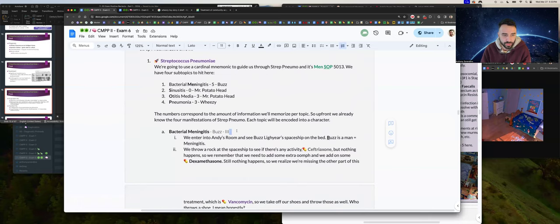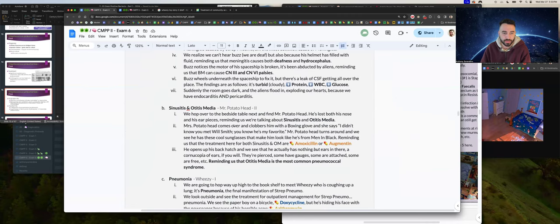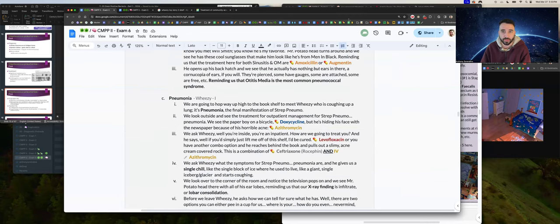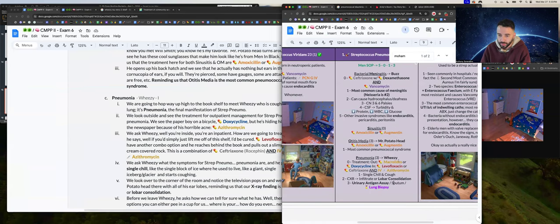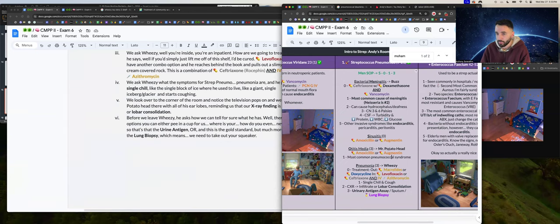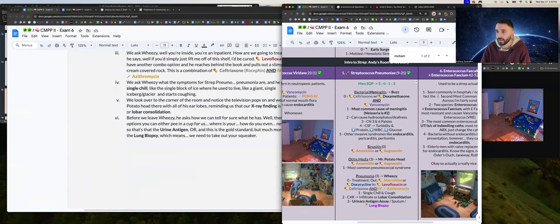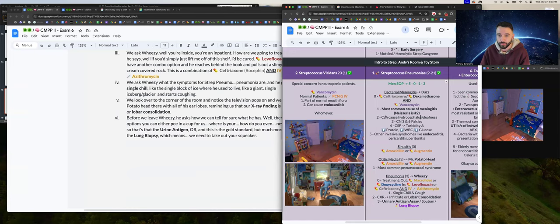Eventually what I do is I'll hit a stopping point. I'll stop repeating bacterial meningitis with Buzz after a certain while because he's going to keep getting more and more and Wheezy's going to have to get a little bit. So I try to repeat them all an equal amount of time. So that's it. We've memorized using spatial memory and characters from Toy Story all of Strep Pneumo. This is a big, big, massive bug that we just got through.